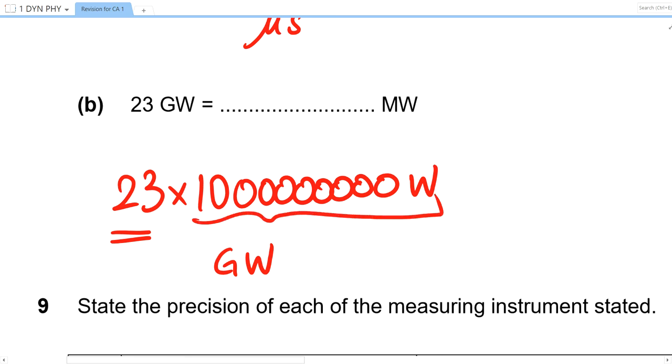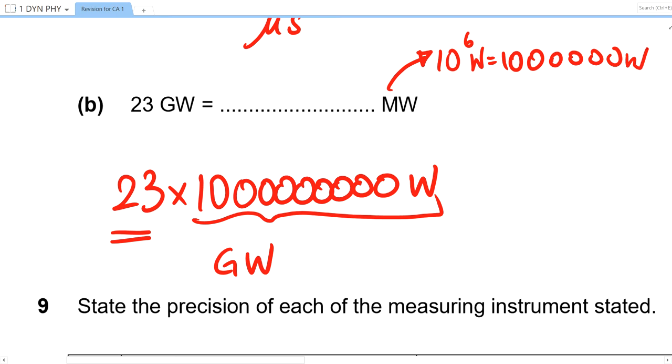Okay? And on the other side, we've got megawatt. What does a megawatt mean? What does mega mean? Well, mega is 1 million, right? 10 to the power of 6, which is a 1 with 6 zeros: 1, 2, 3, 4, 5, 6. Right? So megawatt simply means 10 to the power of 6 watt, which is 1 million watt.